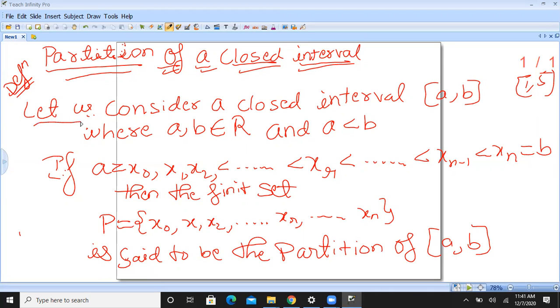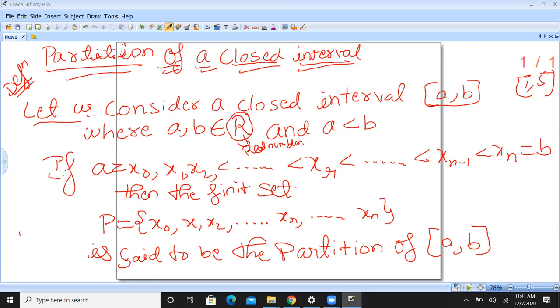Let us consider a closed interval [a, b], where a and b belong to real numbers. These are real numbers, a comma b belongs to real numbers, and a is less than b.